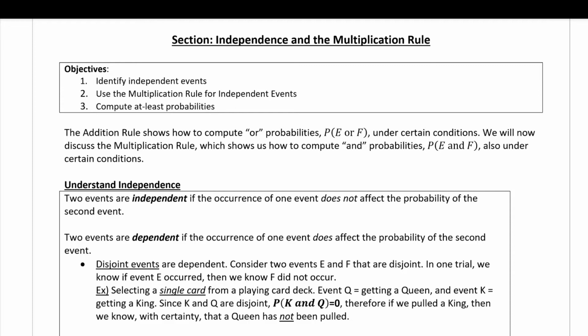This section is on independence and the multiplication rule. The objectives here are to identify independent events, use the multiplication rule for independent events, and also to compute at least probabilities. Okay. All right, so in the last section we talked about the addition rule, and that shows us how to compute OR probabilities, right?